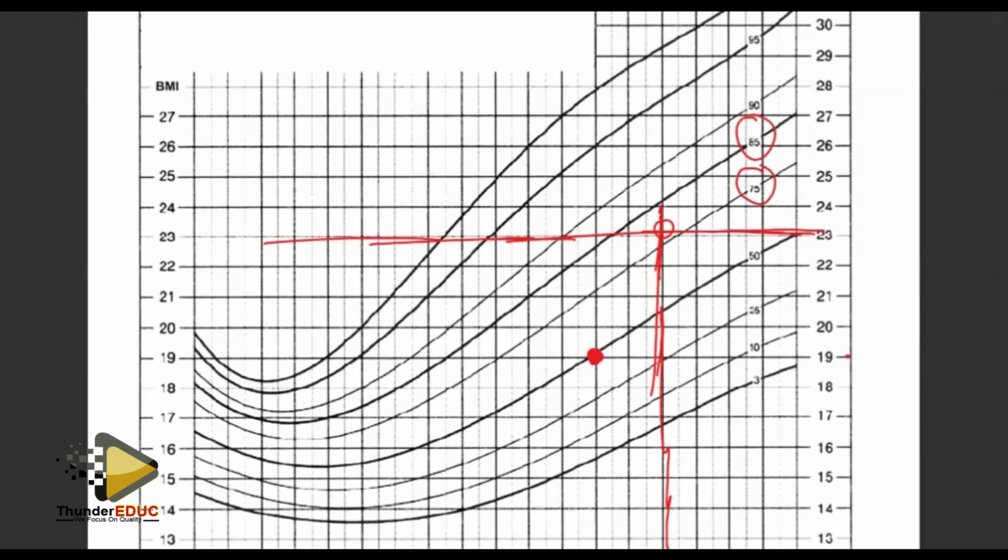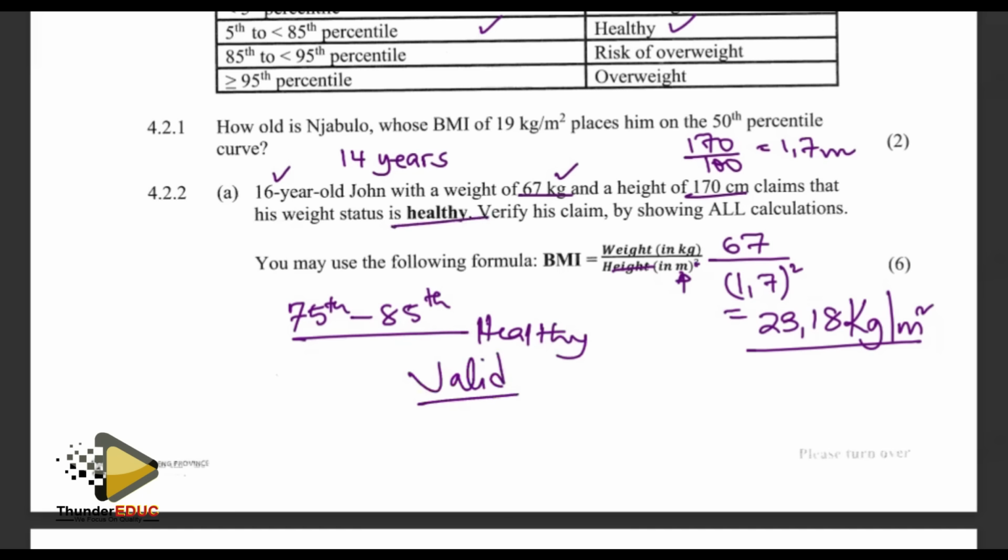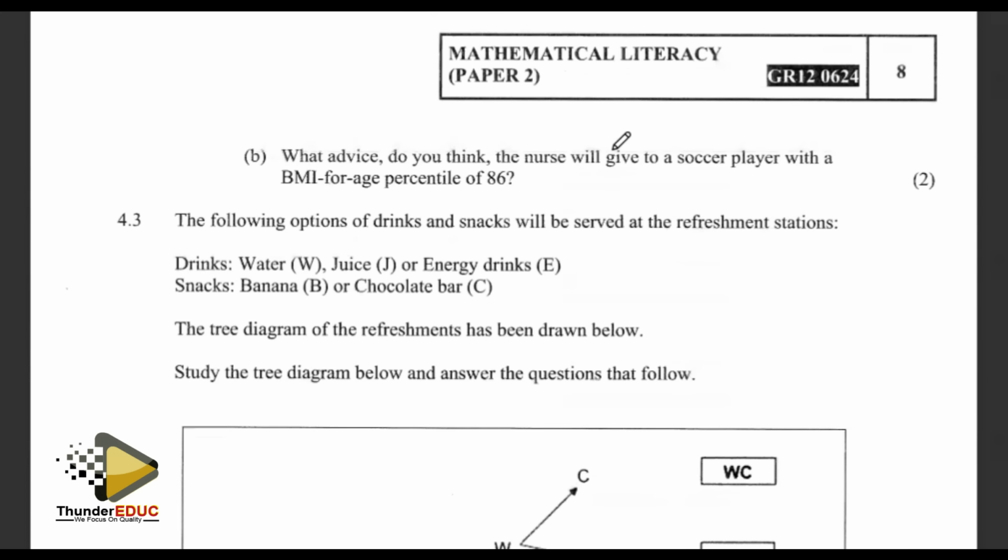So we go back to our question here. We've seen the person belongs between the 75th percentile and the 85th percentile. And when you come to the table here, it reads, it's healthy. So the person is healthy and the claim is valid, because the table says so. Verify showing all calculations. So the answer is valid.